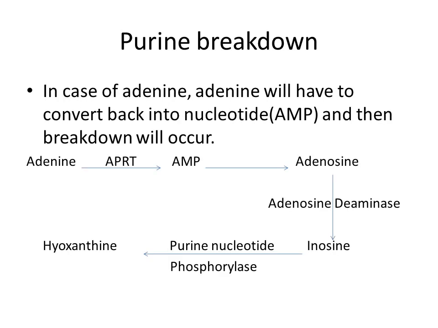In the case of adenine, adenine will have to convert back into a nucleotide and then breakdown will occur. Adenine will first convert into AMP with an enzyme called APRT, which stands for adenine phosphoribosyl transferase. Then AMP will convert into adenosine. Adenosine will convert into inosine with the help of adenosine deaminase. Inosine will convert into hypoxanthine with the help of purine nucleoside phosphorylase. The hypoxanthine will undergo the same reaction as we have seen in guanine and hypoxanthine breakdown and will eventually become uric acid.